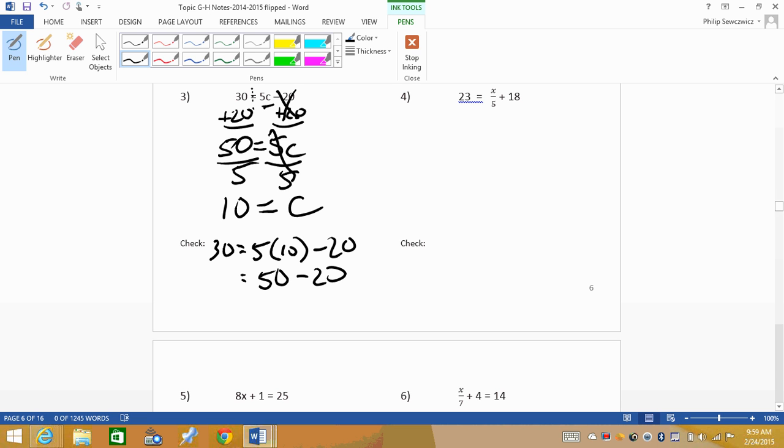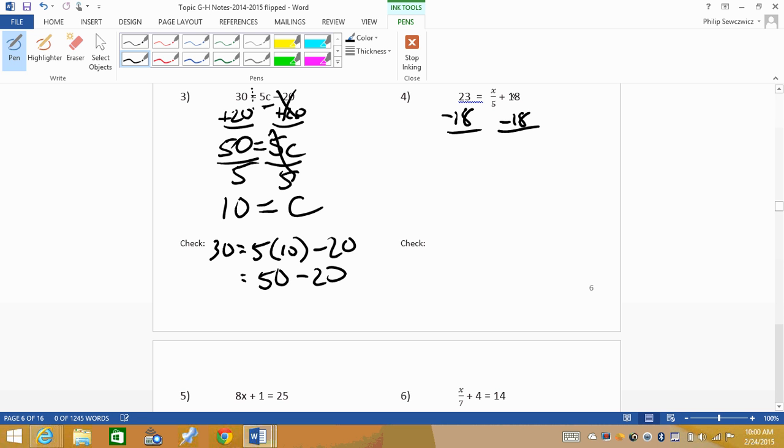Let's jump over to 4. So take a look there. Where's your variable? It's on the right-hand side. So on the right-hand side, do we have any addition or subtraction to undo? Yes, we will subtract 18 from both sides. And again, we are showing both sides here.